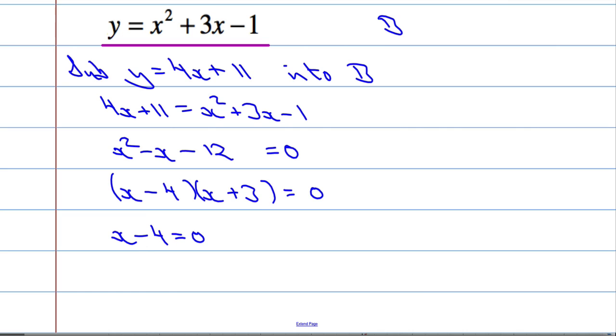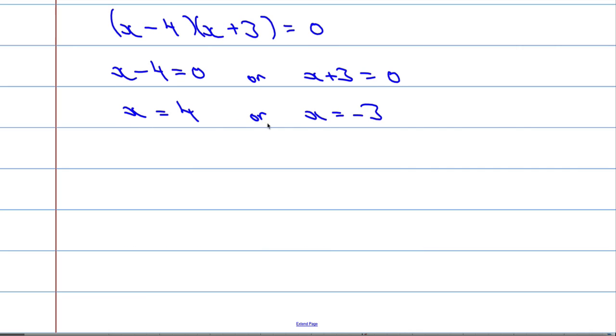So that means if this times this is 0, that means x minus 4 must be equal to 0, or x plus 3 will be equal to 0. So that means that x equals 4, or x equals negative 3. Now I'm going to have to substitute both values back in to get their corresponding y.